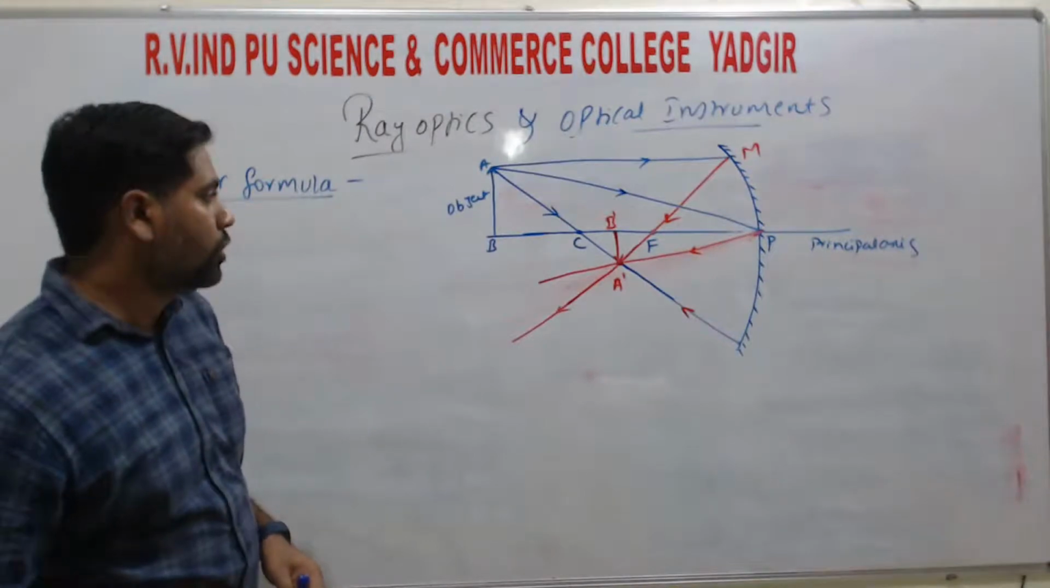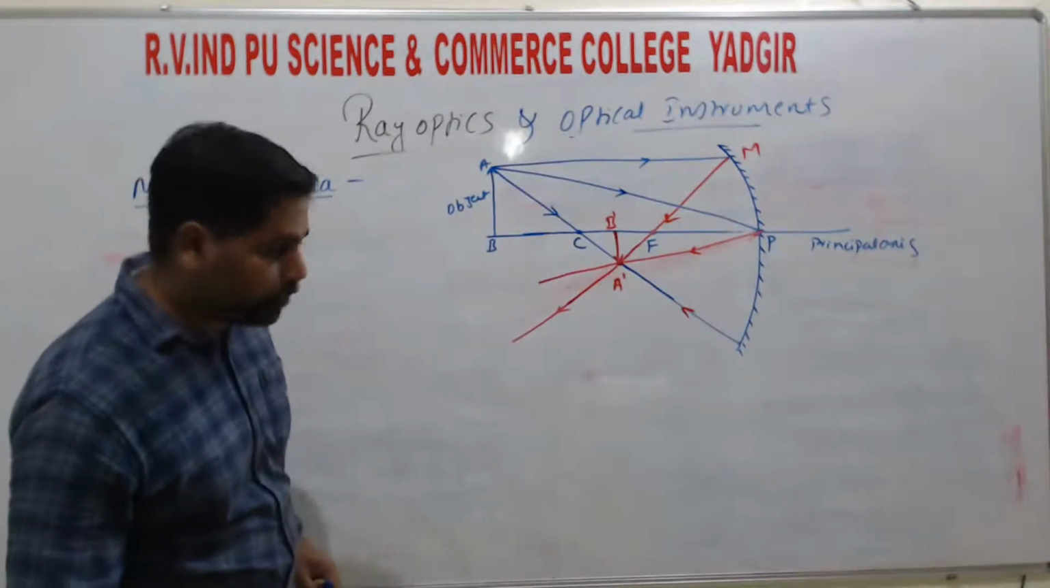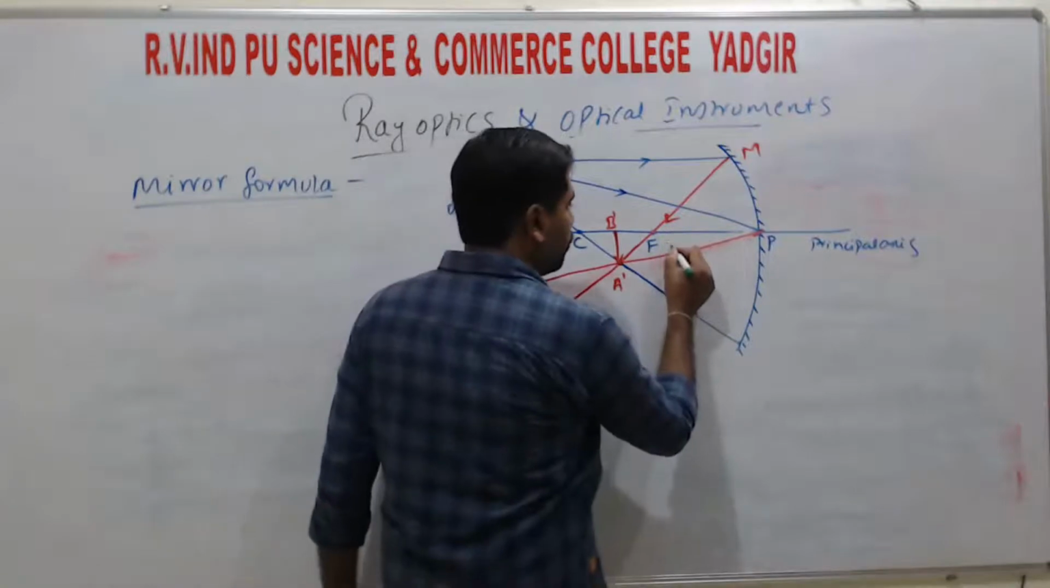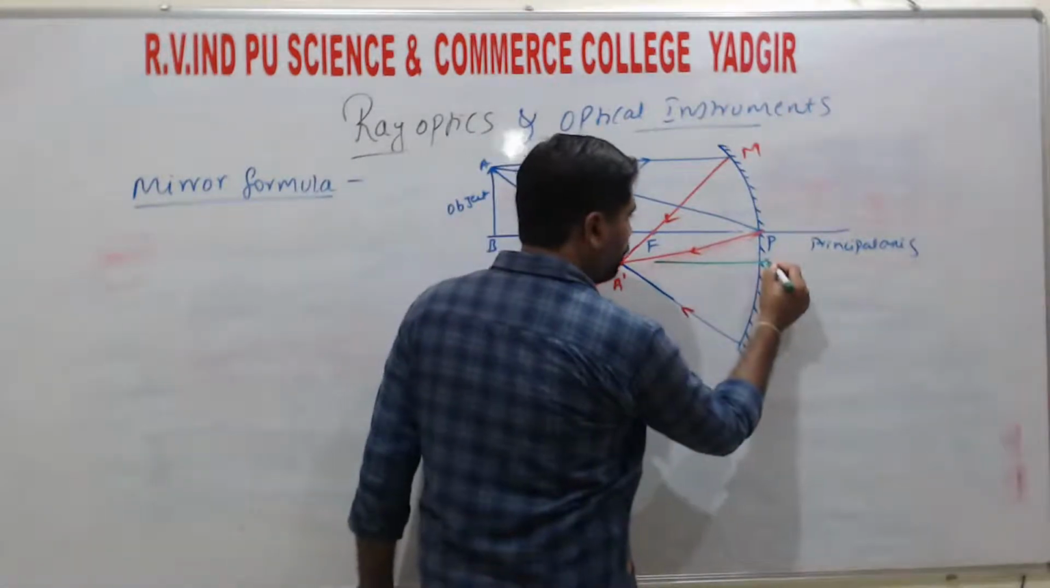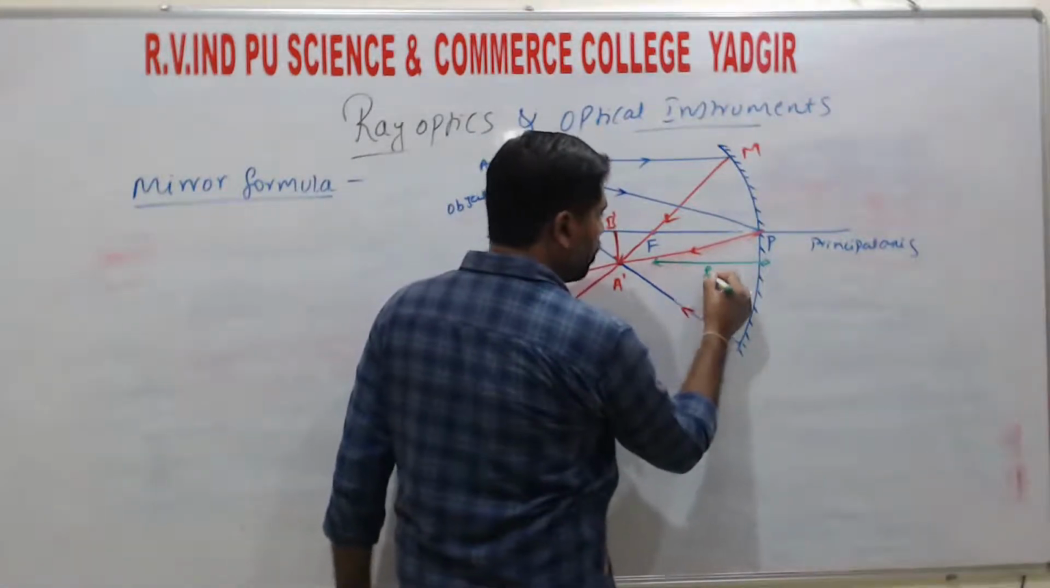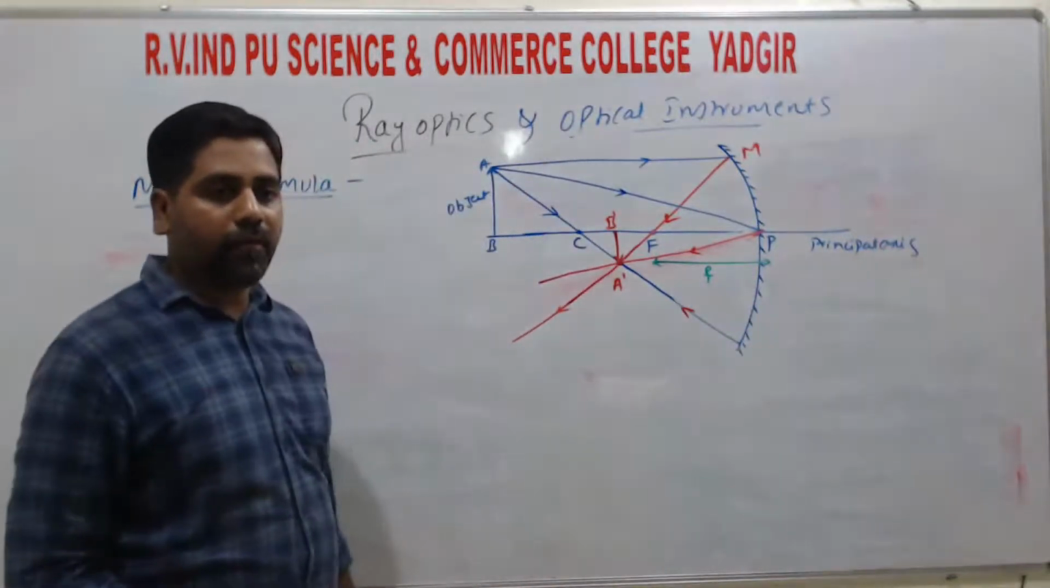So now, from F to P, this distance we call the focal length F.